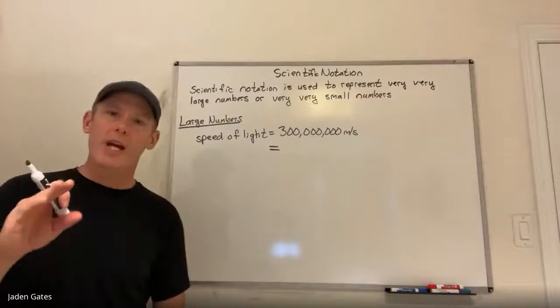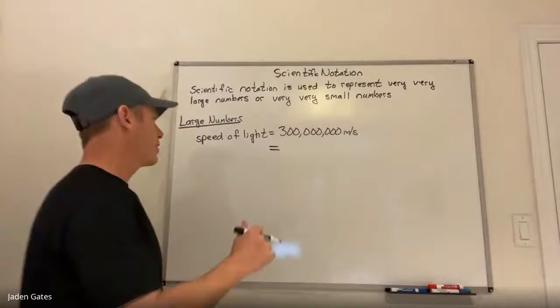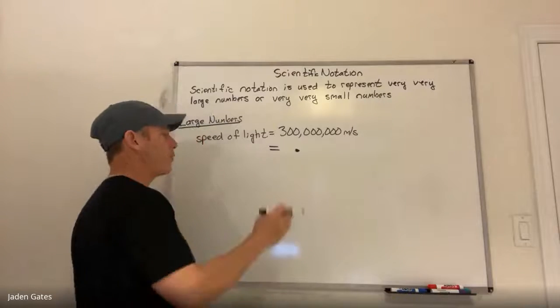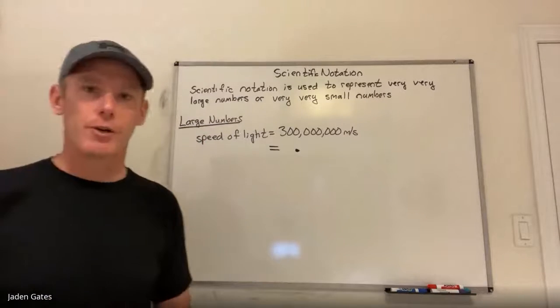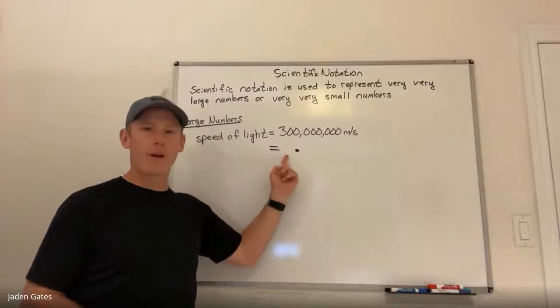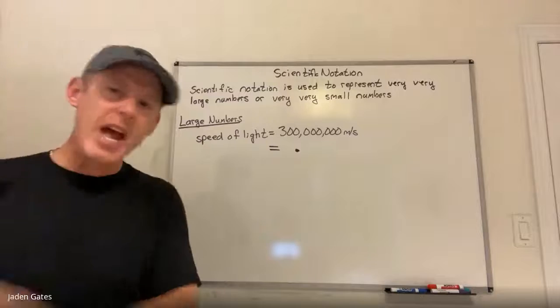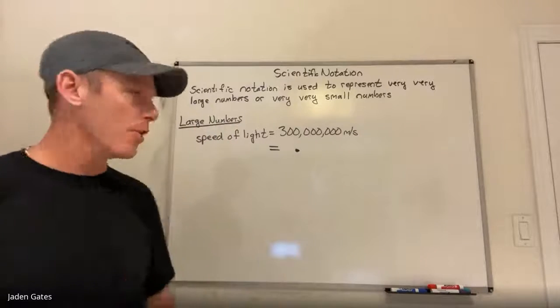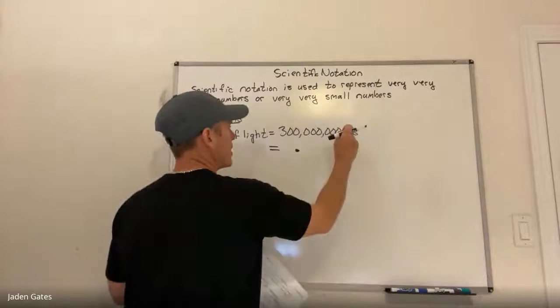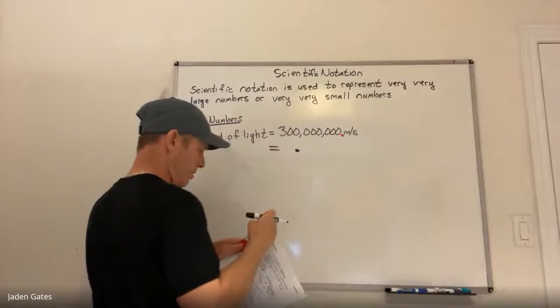Now, when you write a number in scientific notation, you always have a decimal, all right? And then you have one number left of the decimal. Now, the thing about the number in front of the decimal, it can never be zero. Anything but zero, but you got to have one number. And so right now, our decimal is right here at the end. Even though you can't see it, it's there.